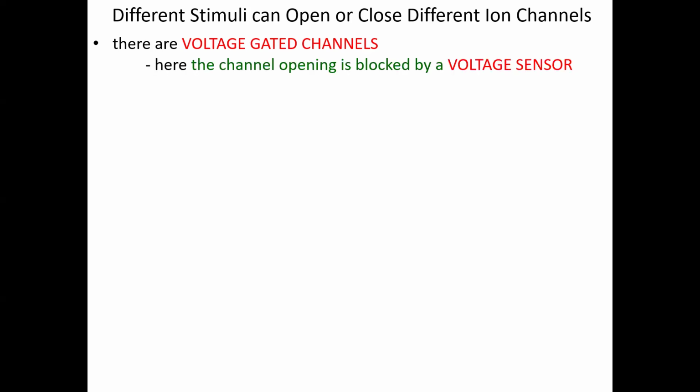And so let's talk about the different kinds of channels that exist and the different kinds of signals or stimuli that can alter that state of the channel. First, and most importantly, are voltage-gated channels. Voltage-gated channels will play a major role in the rest of this video. Here, the channel is opening due to a change in the voltage of the membrane.